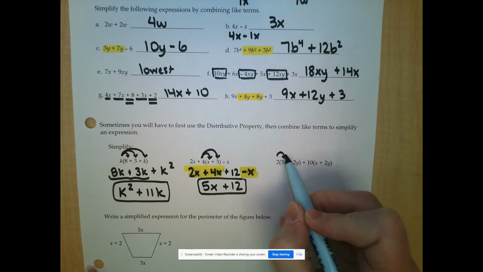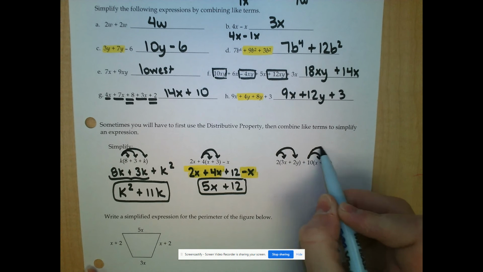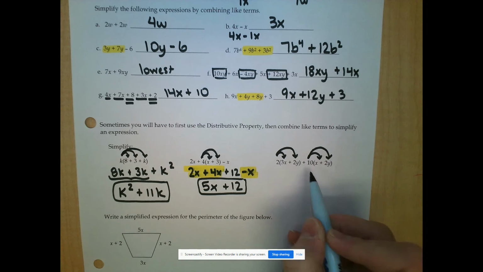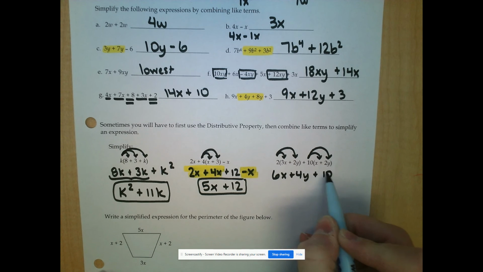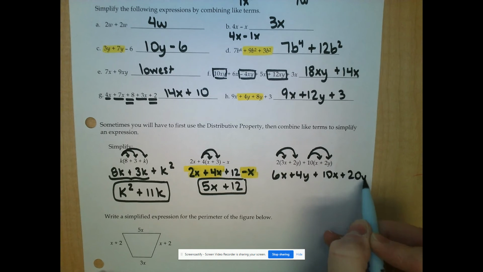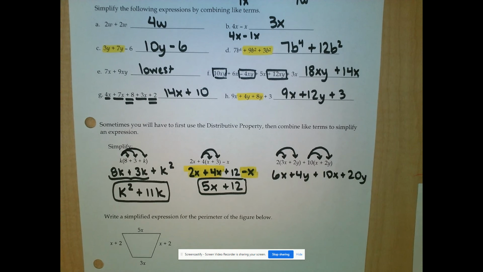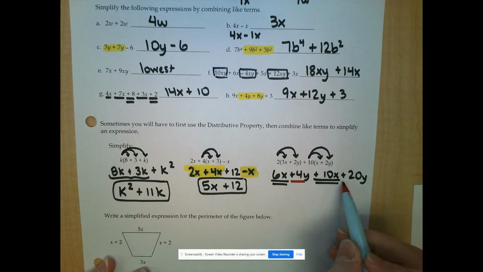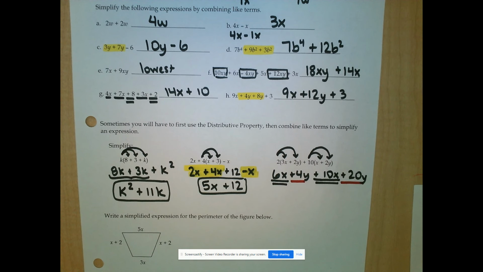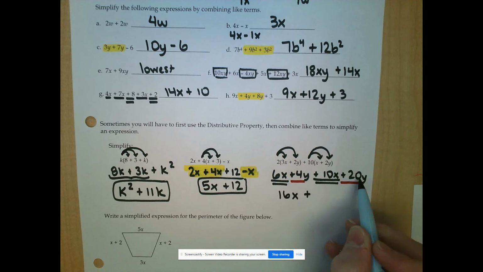Last in this set, I'm going to distribute that 2 and distribute that 10. You can't do it all at once because they are separated by addition. 6x plus 4y plus 10x plus 20y. And then I'm going to combine my like terms. So I might use the underlining, 6x plus 10x. Maybe I use a different color. I've got a plus 4y and a plus 20y. The 6x plus 10x is 16x, plus the 4y plus 20y, 24y.